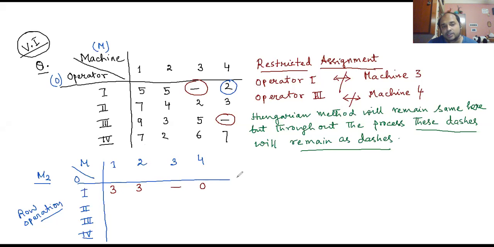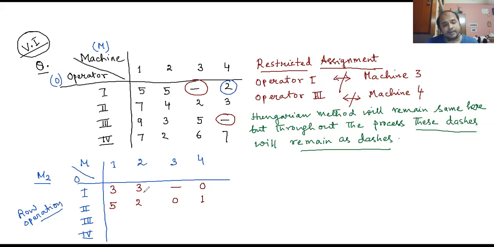In the second row, 2 is the minimum element, so 2 will be subtracted from every other element. So 7 minus 2 is 5. Then 4 minus 2 is 2. 2 minus 2 is 0. 3 minus 2 is 1. And here the minimum element is 3, so I'm going to subtract 3 from every other element.